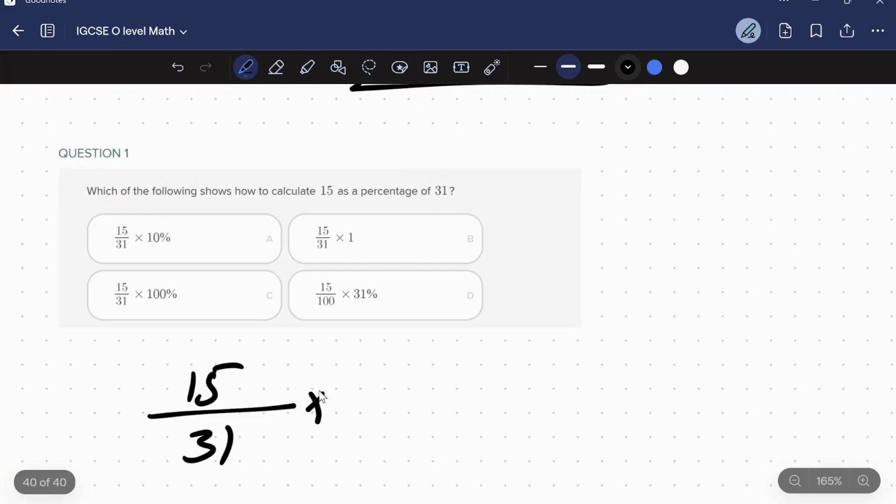And how do we convert a fraction to a percentage? We just need to multiply it with 100. So 15 over 31 times 100 is the percentage we're going to get, right? So 15 out of 31, so option C is the right option.